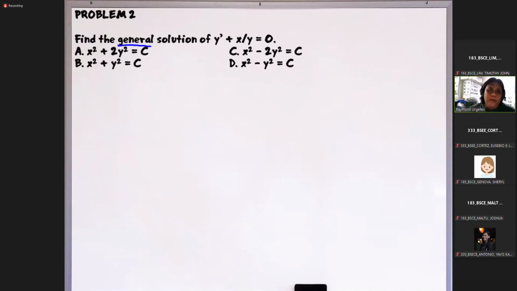For example, take this form. What family of curves is this? This family of curves is an ellipse centered at the origin. And here we can also get the ratio between the major and the semi-major axis.